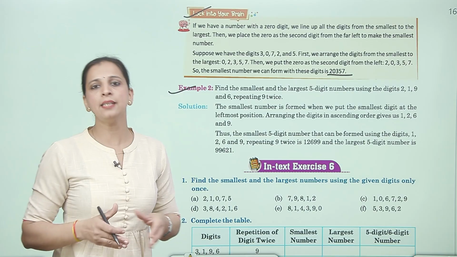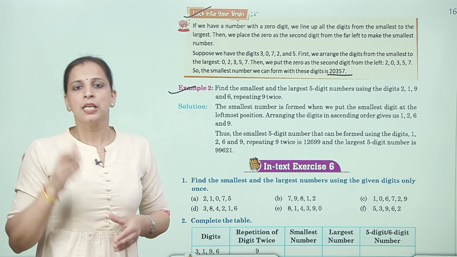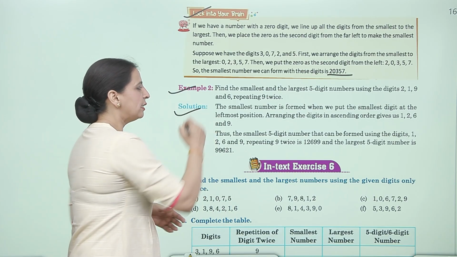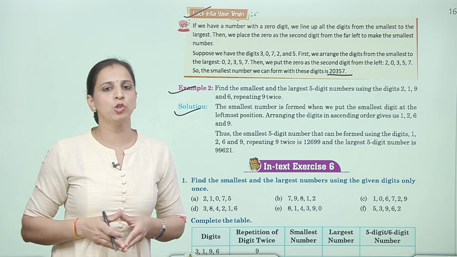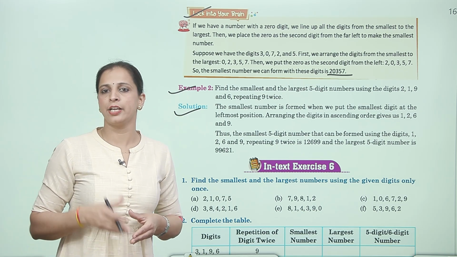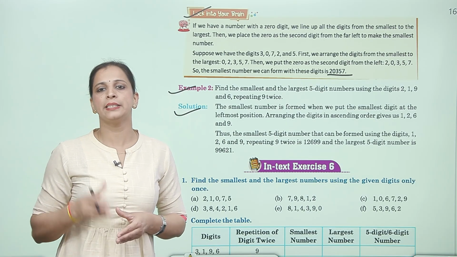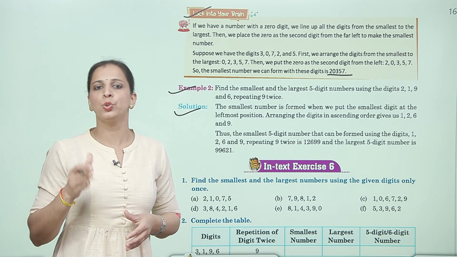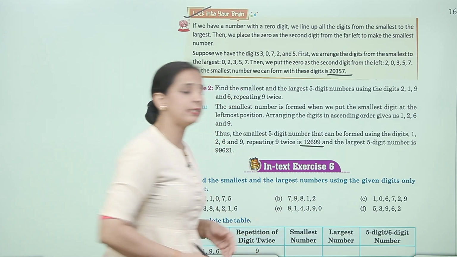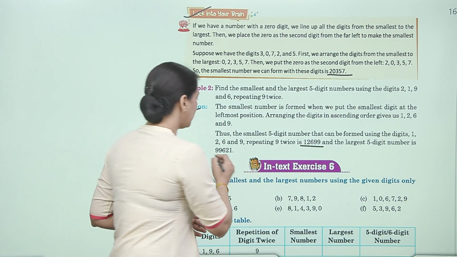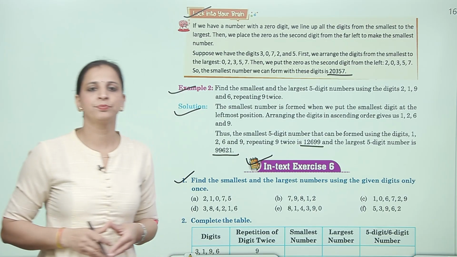Now next, example 2. Find the smallest and the largest 5-digit numbers using the digits 2, 1, 9 and 6, repeating 9 twice. Now solution. The smallest number is formed when we put the smallest digit at the leftmost position. Arranging the digits in ascending order gives us 1, 2, 6 and 9. Thus the smallest 5-digit number that can be formed using the digits 1, 2, 6 and 9, repeating 9 twice, is 1, 2, 6, 9, 9. And the largest 5-digit number is 99621.